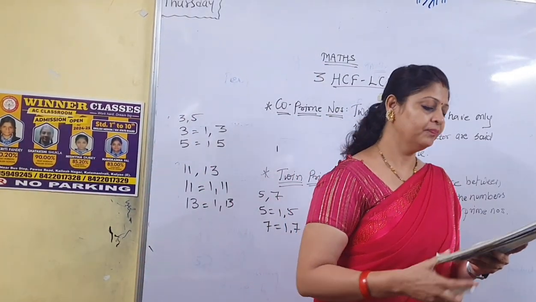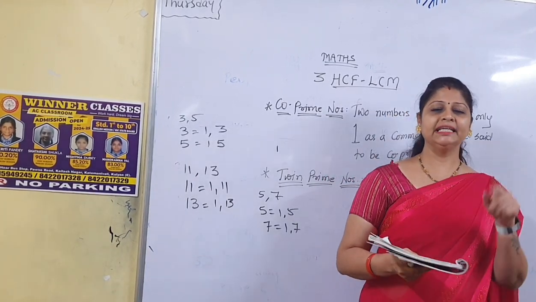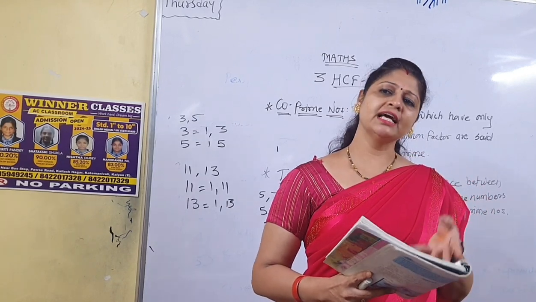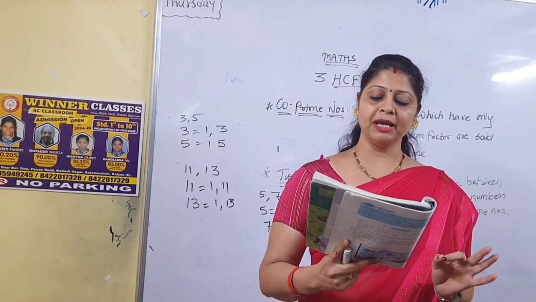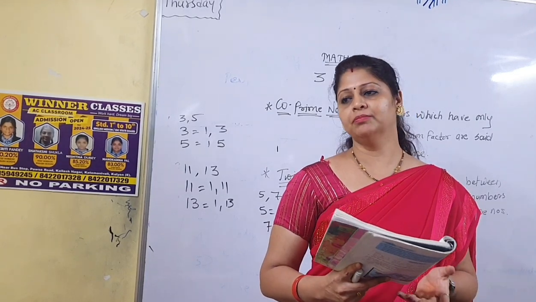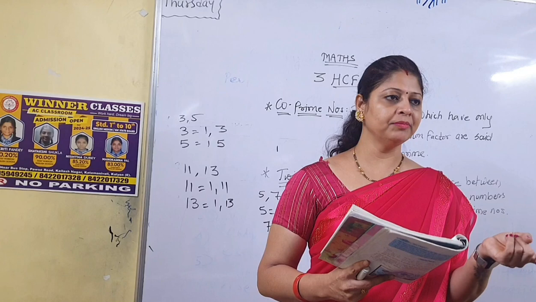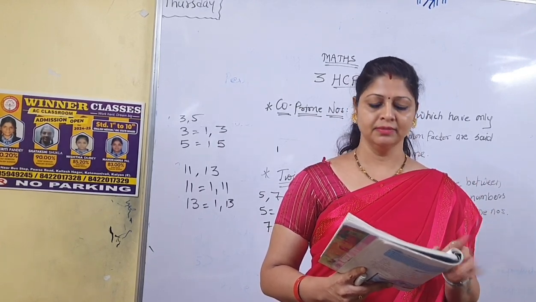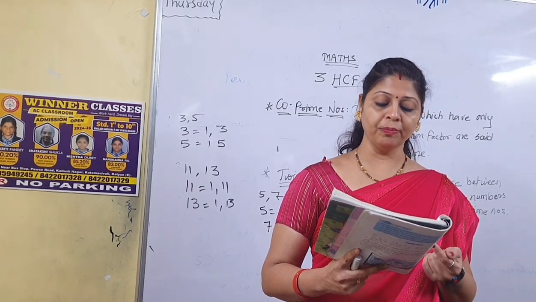Afterwards see children, practice set 10. First question is there. Which number is neither a prime number nor a composite number? I think this question we learned in 6th standard. Correct? What is the answer of this question? 1. 1 is neither a prime number nor a composite number. Understood? Got it, everyone?